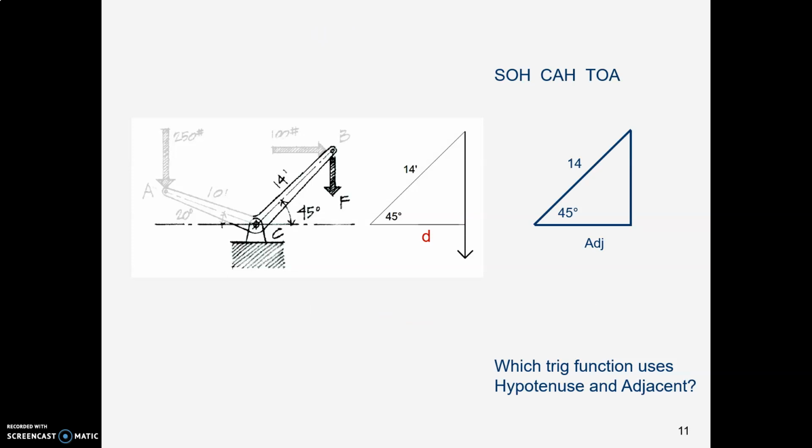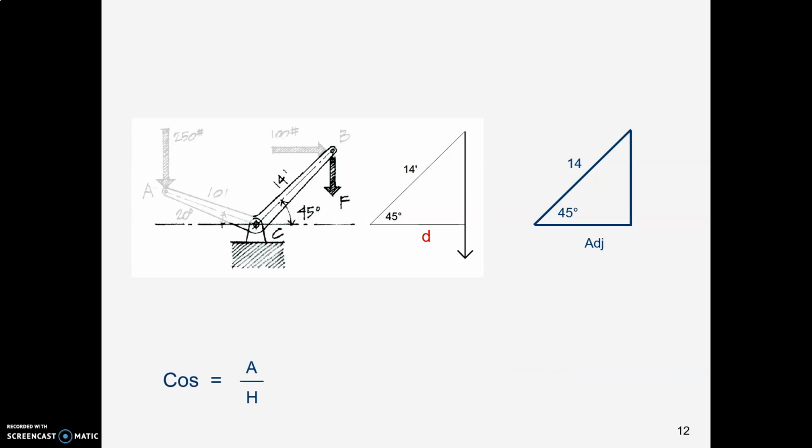And again, we want the trig function that uses adjacent and hypotenuse, so we can do cosine one more time. Adjacent over hypotenuse, rearranging the terms, we've got hypotenuse times cosine equals adjacent. Our hypotenuse is 14, our angle is 45, so we can punch into our calculator 14 times cos 45. That will give us that distance.